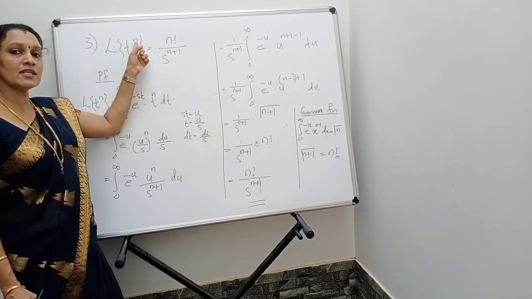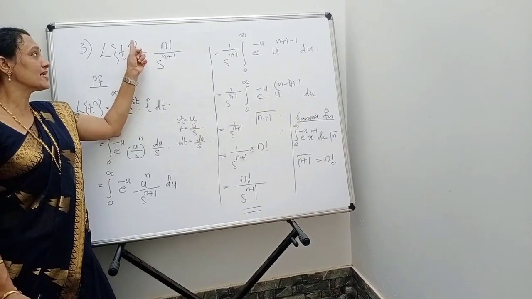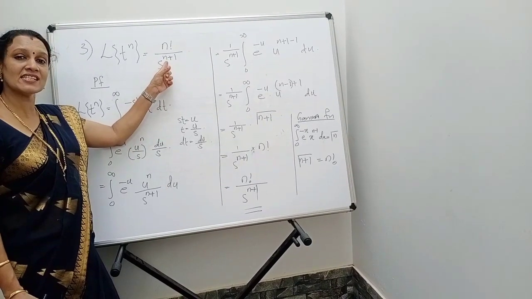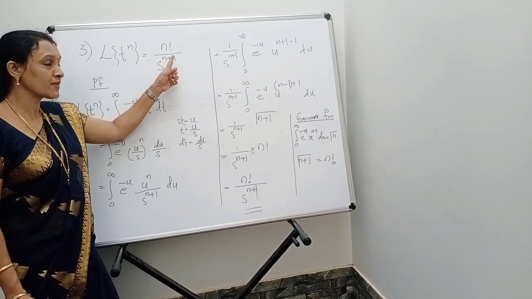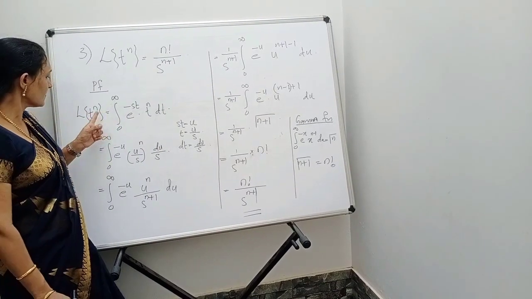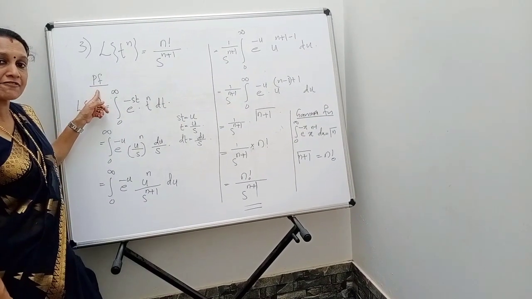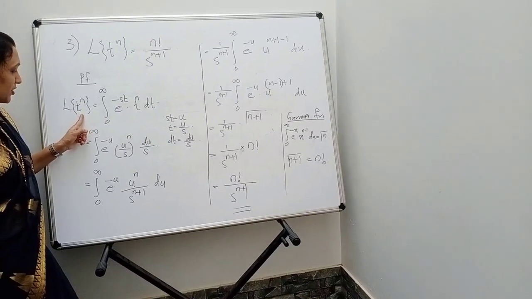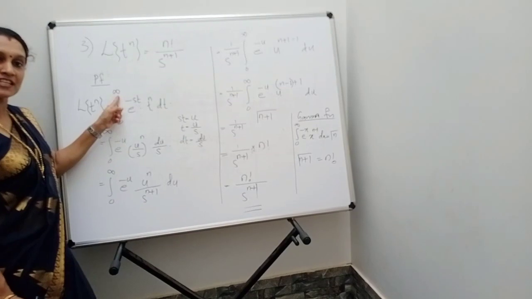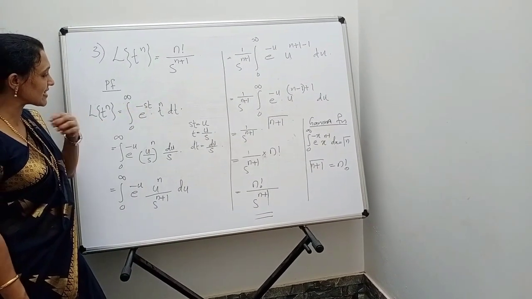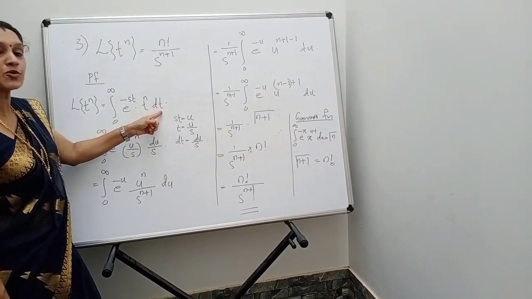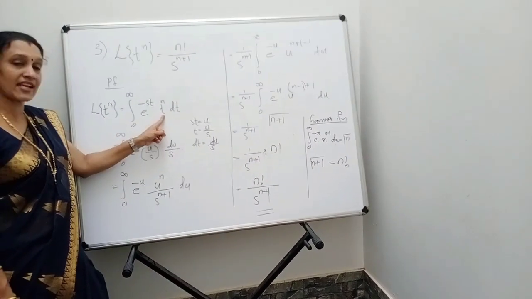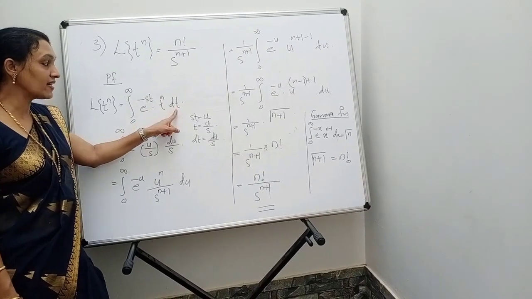You look at the power. If the power is n, the same n factorial, and in the denominator, the power of s is n plus 1. One more. Okay. Now, we are proving this result. We are applying the definition of Laplace transform. L of t raised to n, that is equal to integral 0 to infinity e raised to minus st into t raised to n dt. See, whatever function here we are writing, the same function we should write here. Okay, t raised to n dt.